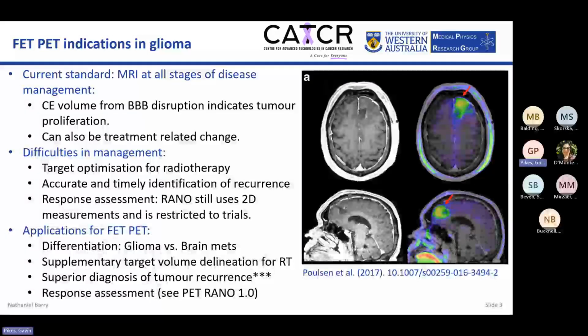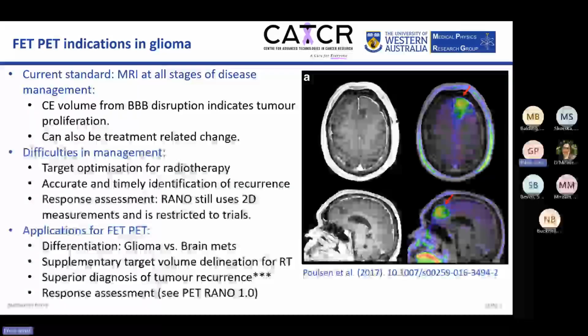And so this makes it difficult for management, particularly in target optimization for radiotherapy, and accurate and timely identification of tumor recurrence, which is probably the biggest one. And then also its use in response assessment, such as the RANO criteria, which still uses 2D measurements and is most often restricted to clinical trials.